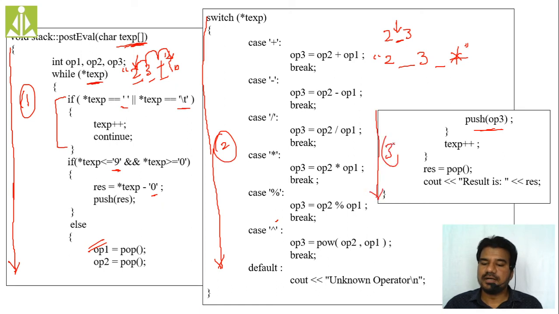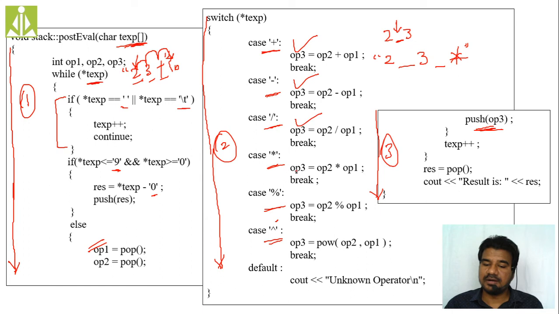This is third. So after checking whether it is an operand, we are pushing it. If it is an operator, we are popping two operands. Then we are performing the operation based on the operator sign. If it is plus, performing plus. If it is minus, performing minus. Division, performing division. Multiplication, performing multiplication. Modulo division, performing modulo division. Power operation, performing power operation. Then after this, we are pushing the result, because in every operation we store the result in op3.